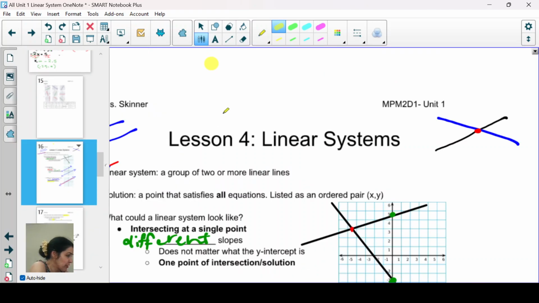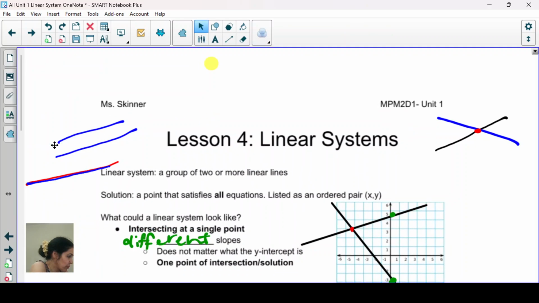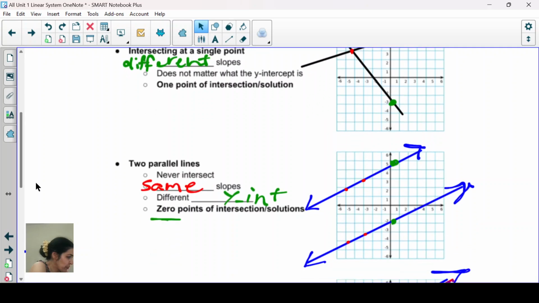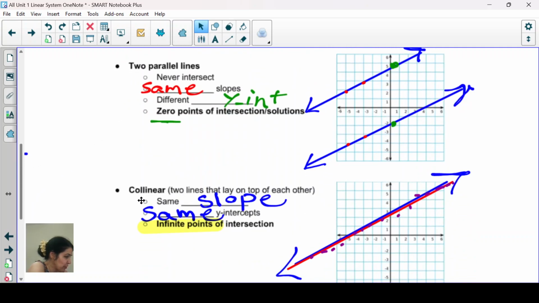Remember, if they have the same slope, these two same slope, we check the y-intercept. If they have different y-intercept, there is no solution, they are parallel. If they have the same y-intercept, infinite solutions, point of intersection.